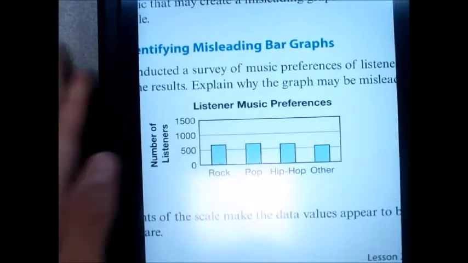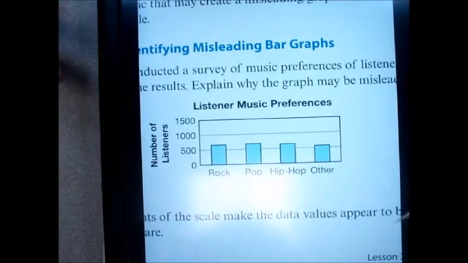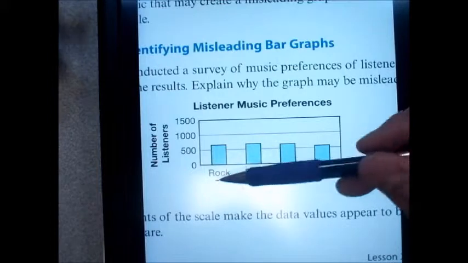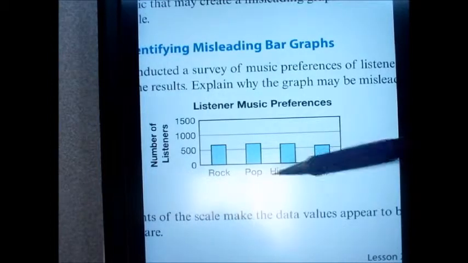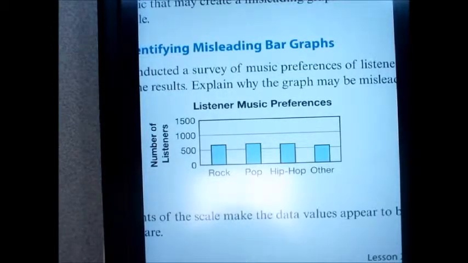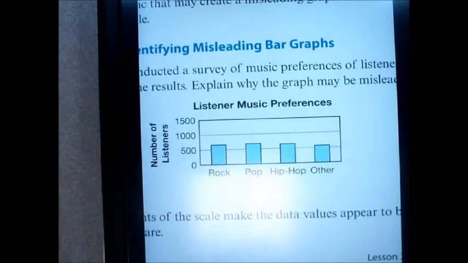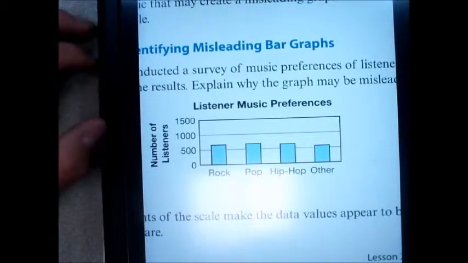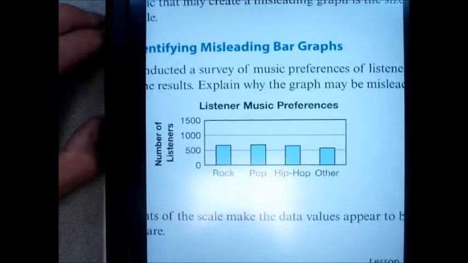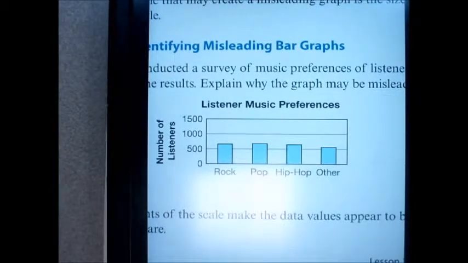Okay. Looking at example 2, this one gives us a bar graph. This is listeners' music preference, and it looks at 4 different categories: rock, hip-hop, and pop, then others. So on the left-hand side we see number of listeners. What is our increment? 500. Okay, and then at the top is our title.